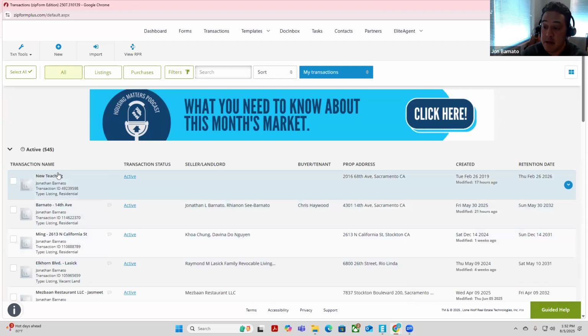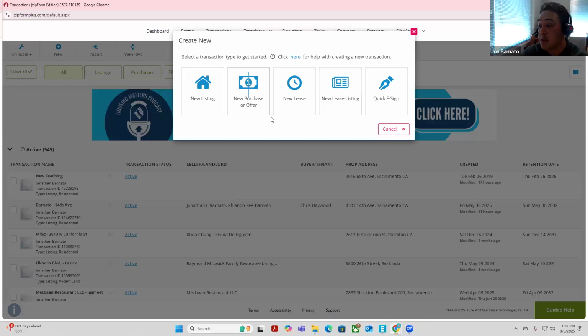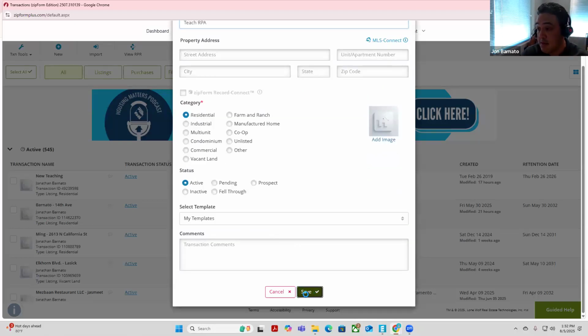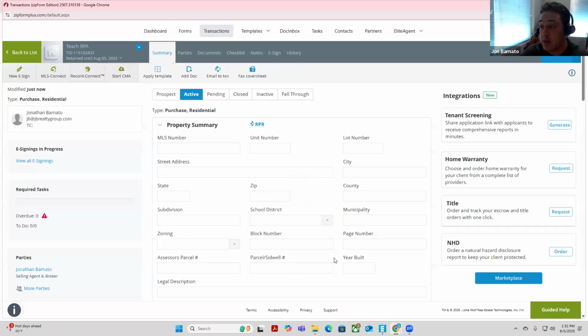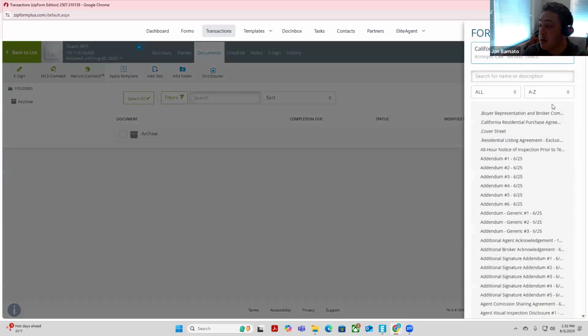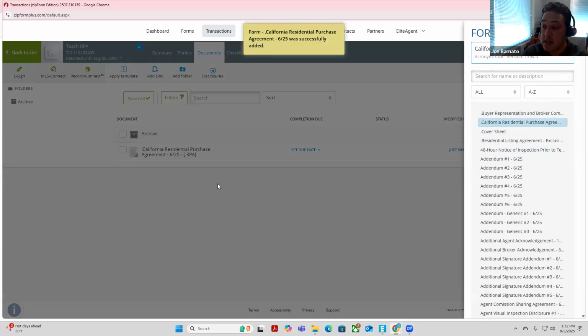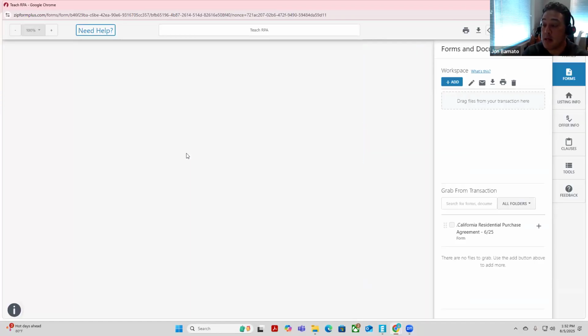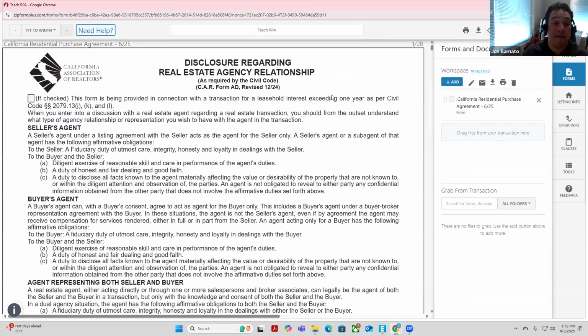I want to make a new teaching one. So for a transaction, you'd make a new one. We're going to say a new purchase offer, and you can put a name. I just put teaching RPA. I'm going to put residential and save it. And it opens up a particular transaction for you. You can go straight to documents, which I like to do. All forms are here. And right up top, there is going to be the buyer broker agreement and the original purchase agreement. I'm going to click that. It opens it here, and I just open the form and it pulls it in. Did the form go in? Oh, there it is. Can everyone see the form now?